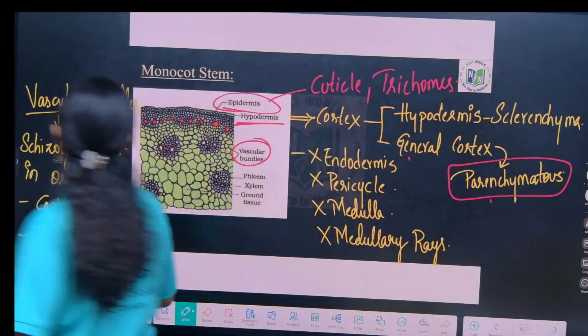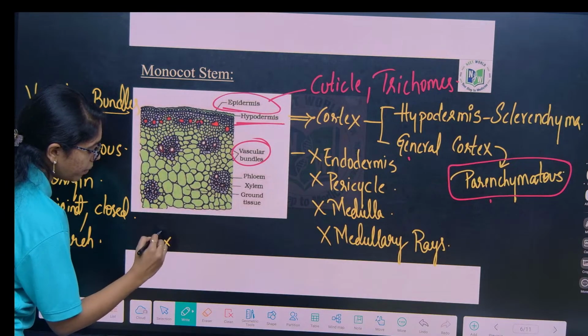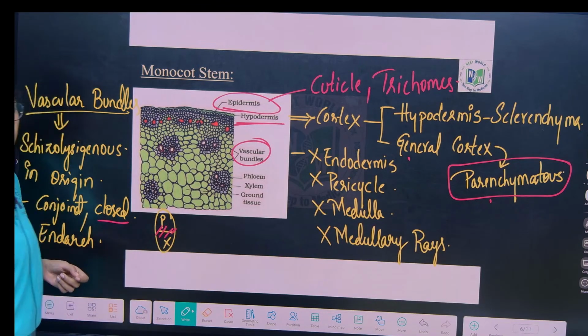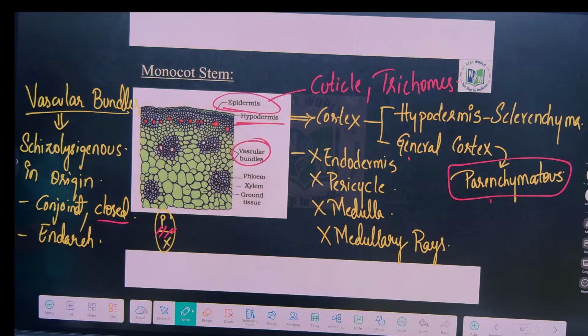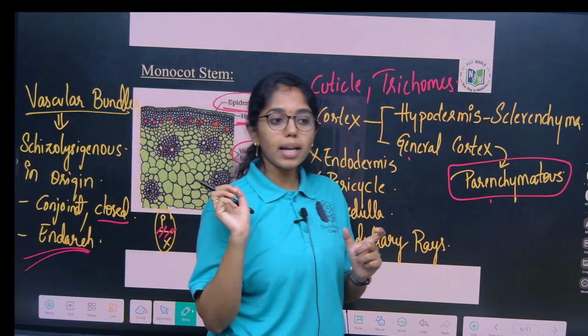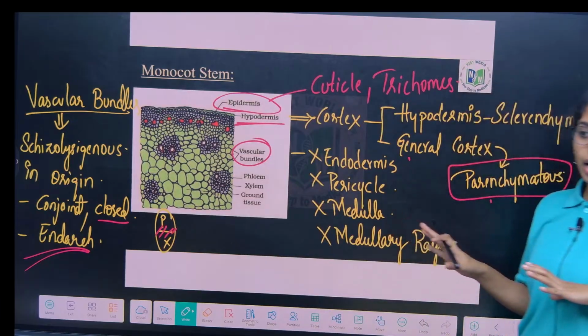And here how are vascular bundles present? Again conjoint type of vascular bundles, where xylem and phloem are at the same radius, and they are closed, meaning there is no cambium in between xylem and phloem. Got it? And then endarch pattern of development, that is metaxylem is towards the periphery, protoxylem is towards the center. Clear, right? Any doubt anywhere?